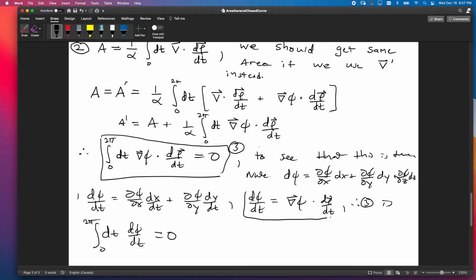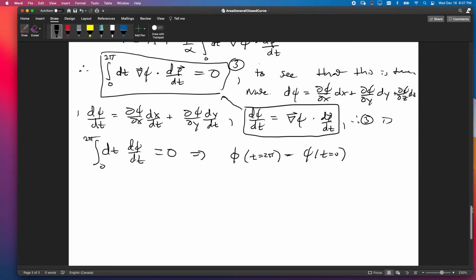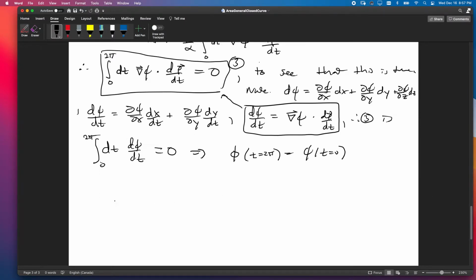From this relationship here, I plug that into here, I get this. So that means that phi at t equals 2 pi has to be equal to phi at t equals 0. Which is true, because this just means phi at x at 2 pi, and so on, has to be equal to phi at x at 0, and so on. That is always true because x at 2 pi is equal to x at 0, because you have a closed curve.